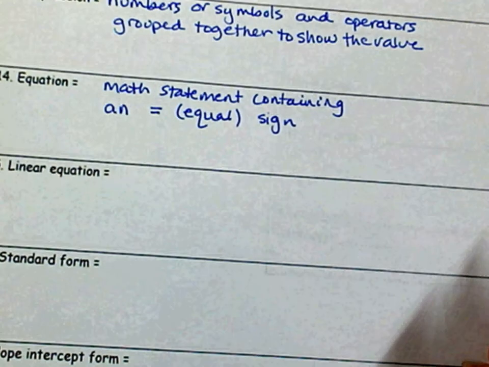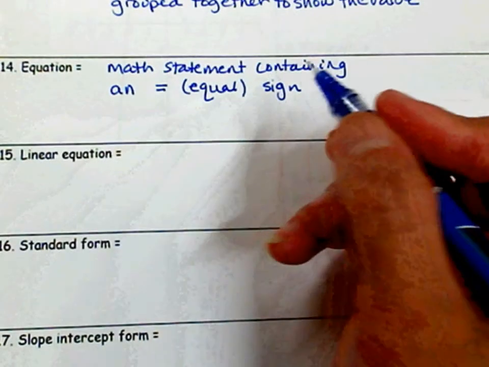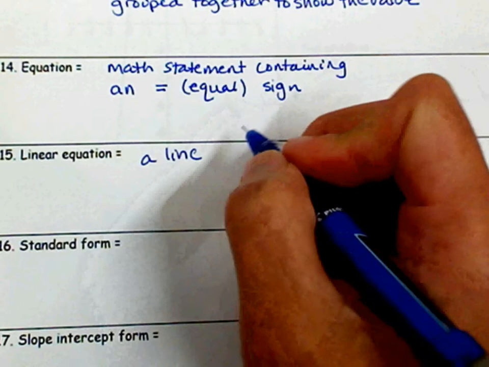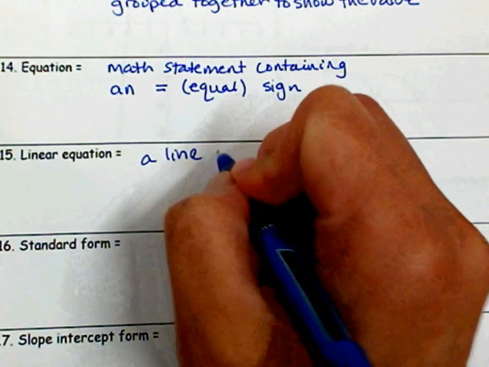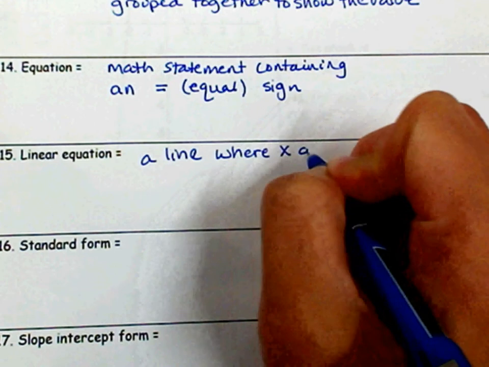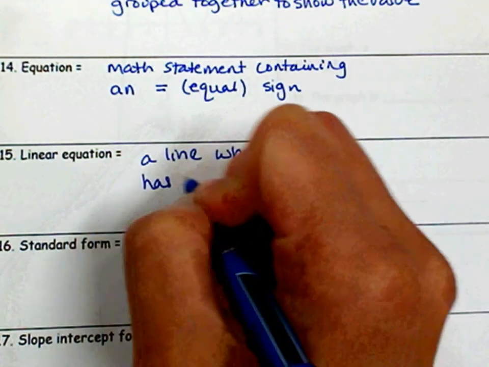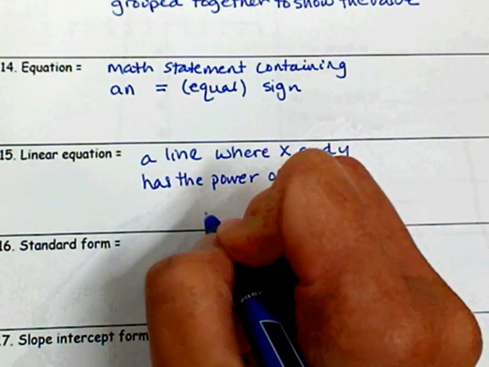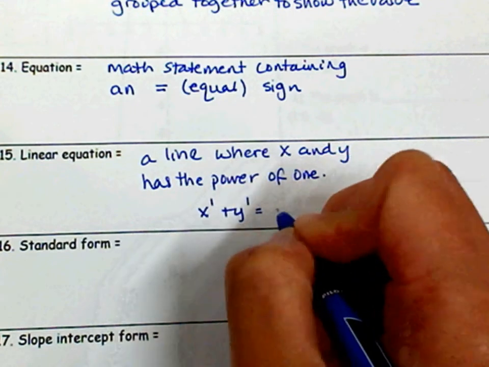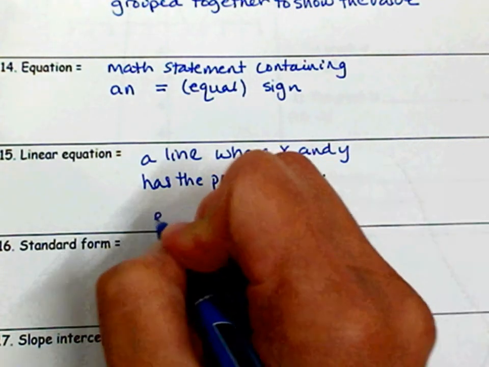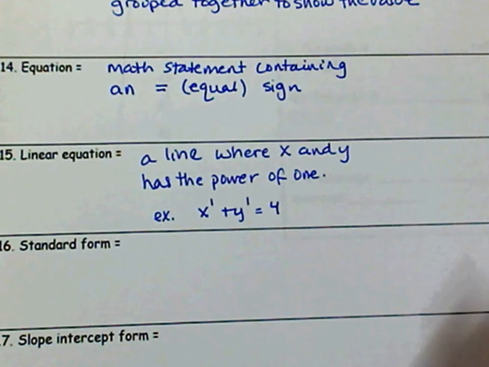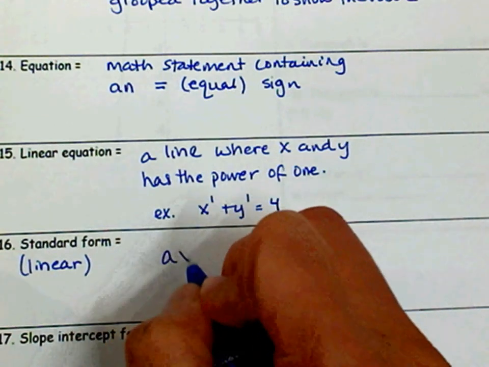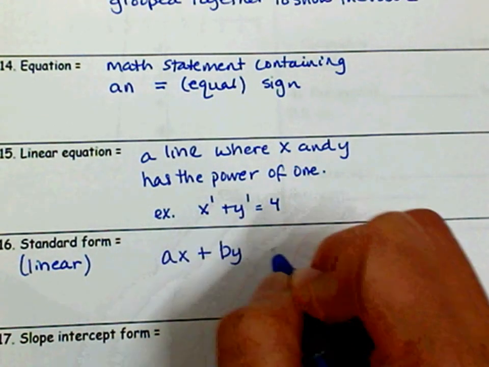Linear equation. A linear equation is basically a line. Most of the time x and y have the power of 1. So x to the first plus y to the first is equal to, say, 4. There's an example. Standard form. Now we're talking about standard form of a linear equation. The standard form is ax plus by is equal to c. That's the standard form of a linear equation.